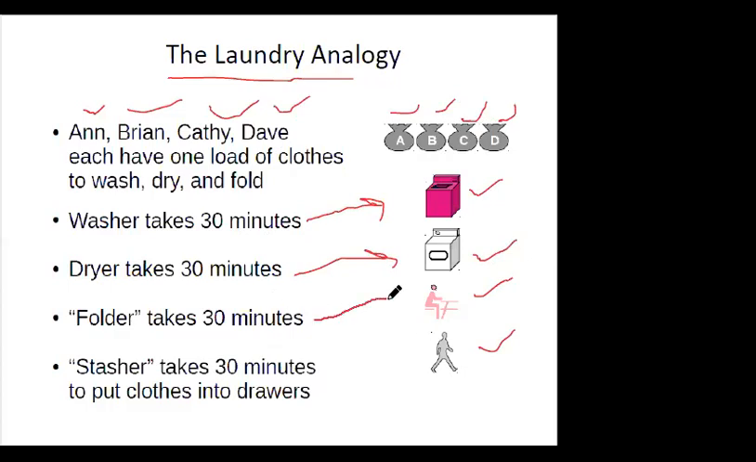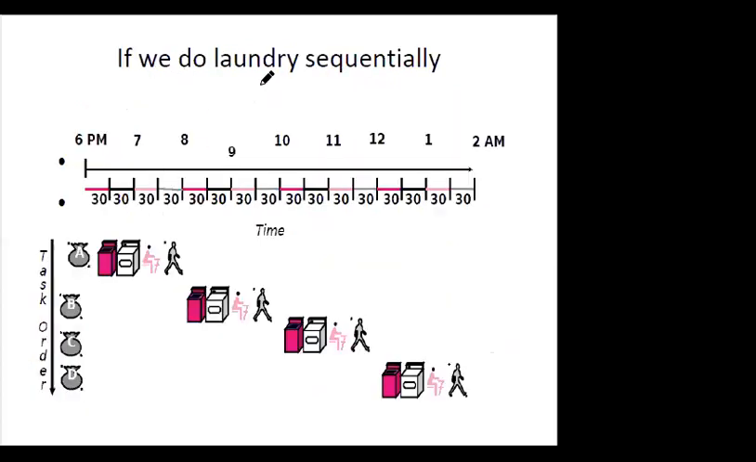So every process takes 30 minutes to complete. If we do laundry in a sequential fashion, suppose we take a load of clothes, which is A. Washing takes 30 minutes, then drying 30 minutes, then folding 30, and then stashing 30. So this complete process takes 120 minutes in total for completing the process of clothes A.